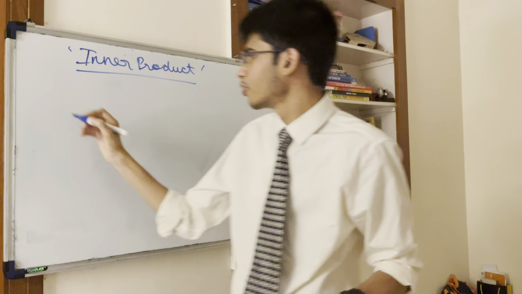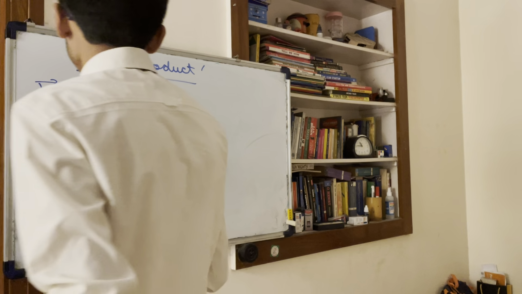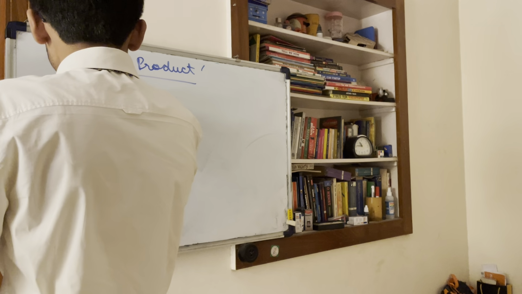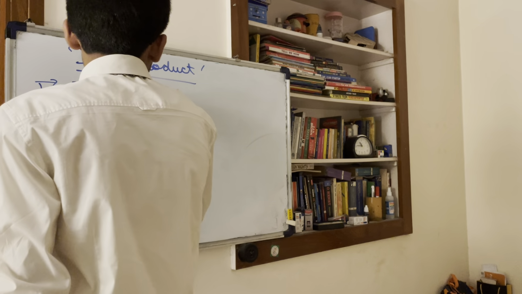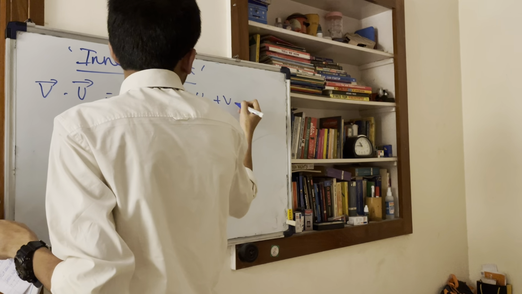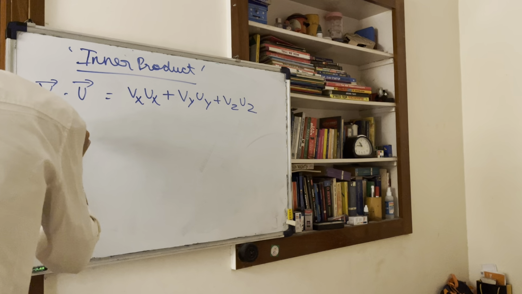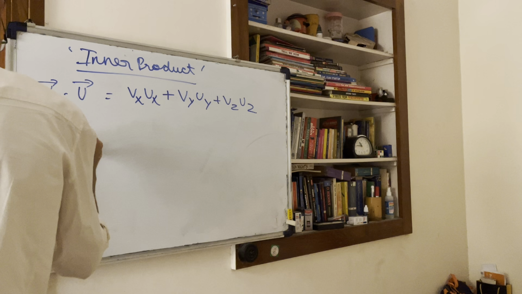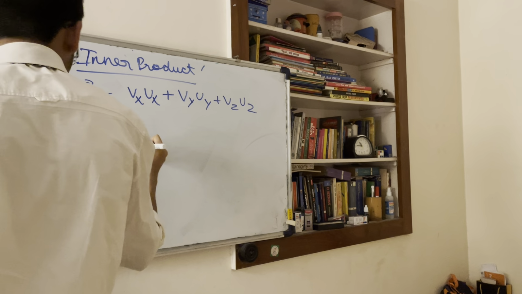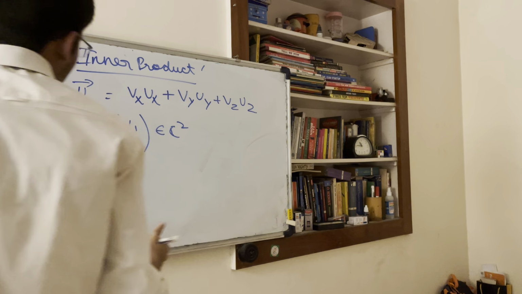So let's say we have 2 vectors, v and u. Now if we take the inner product, we again get Vx ux plus Vy uy plus Vz uz. So if we take a vector, let's say psi1, this will have its components alpha1, beta1, and this will belong to C2. So this was the real case.